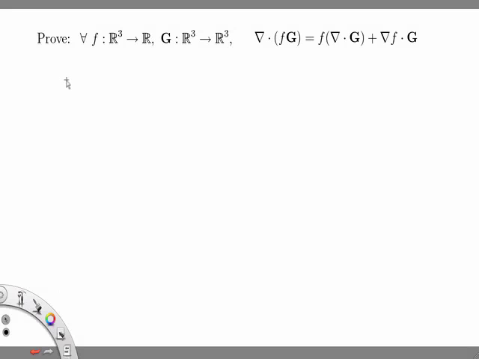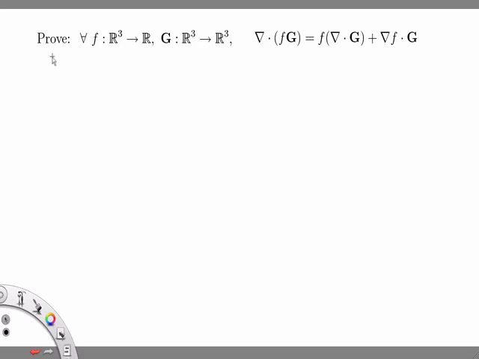Both the curl and the divergence are essentially types of derivatives for vector fields. And they satisfy a number of nice properties, just like the standard derivative in single variable calculus does. And in fact, we can think of these properties as flowing from properties of that basic derivative.